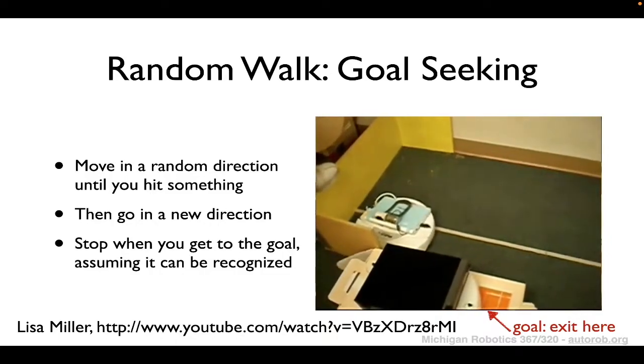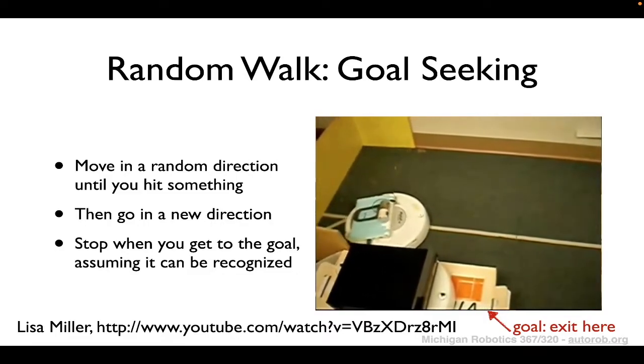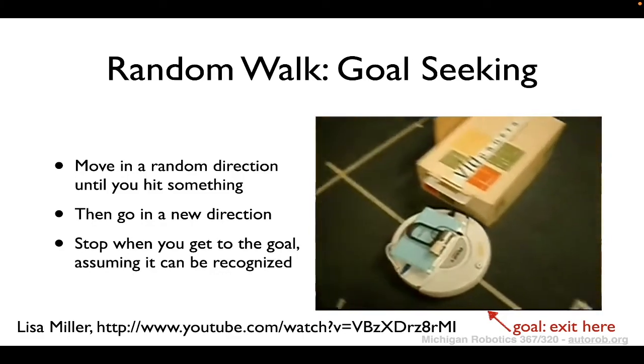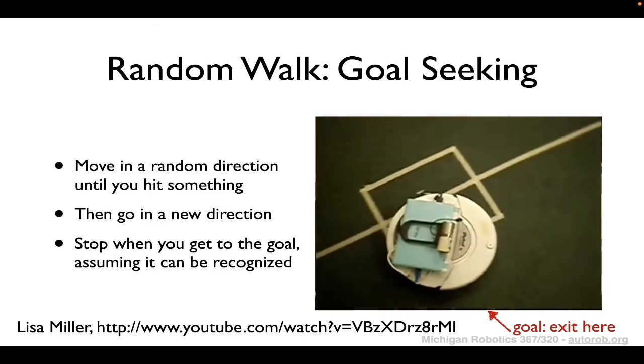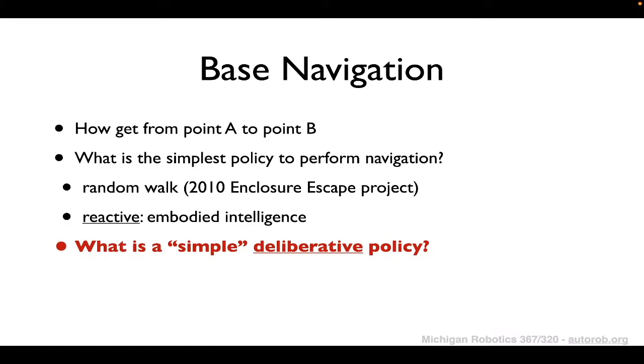What we saw when we looked at this example was that even with a very simple reactive policy, you could achieve certain goals quite successfully. In this particular case, this random walk policy actually does arrive at the goal, despite having no explicit representation of state or of the goal state within its planning process. This would be an example of reactive embodied intelligence that we've considered in this semester.